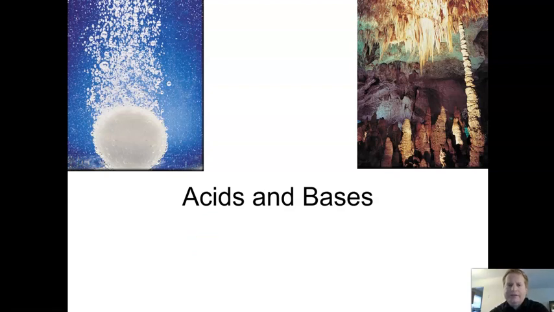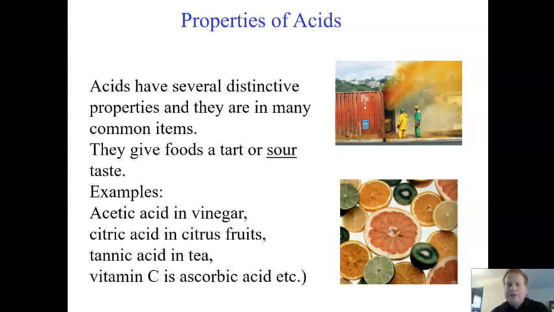So this video is going to explain some of the basics of acids and bases. Before we even started this, you probably have some idea in your head, some memory of what makes an acid an acid and what makes a base a base. We're going to start to build on that.